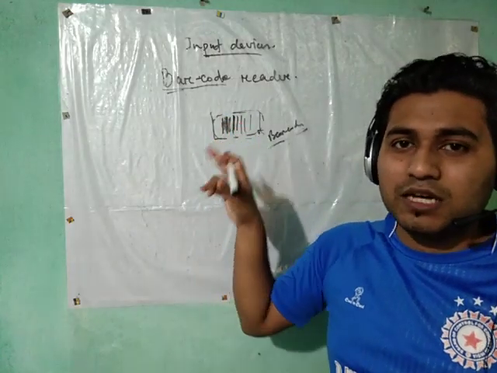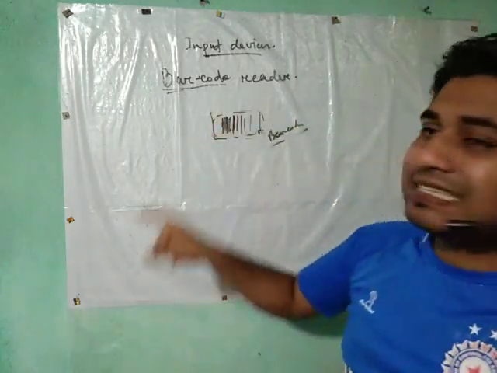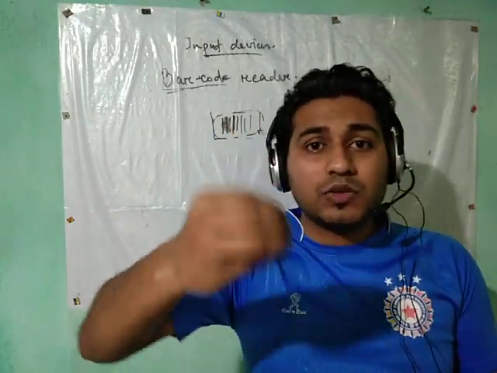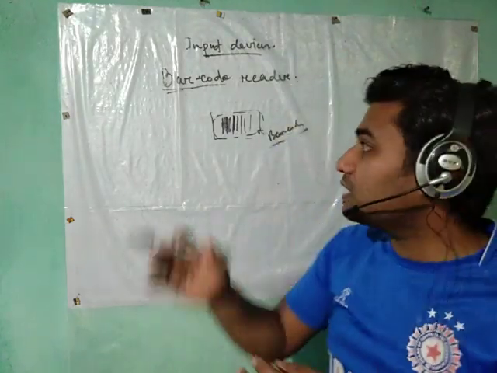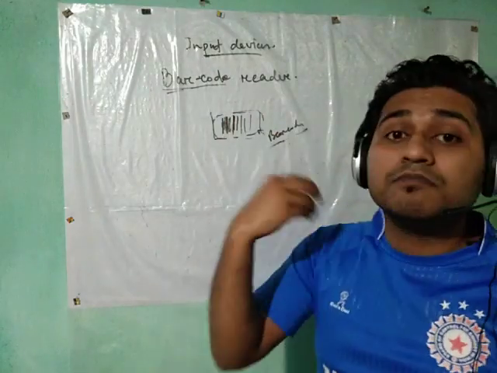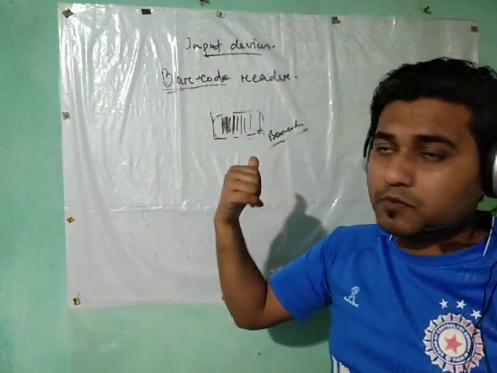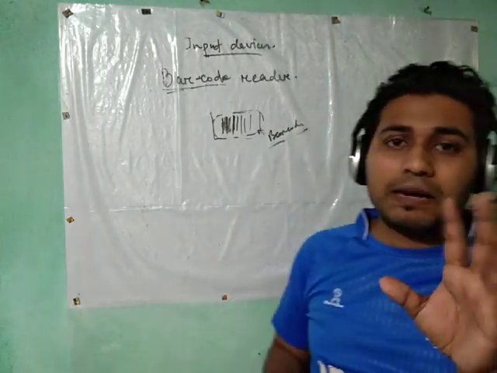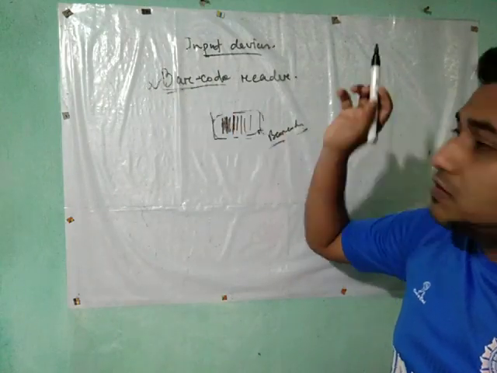But there is a device which can scan this thing. Scan means it can read this. First it will scan this and give you the data, that means decode this symbol, what it actually means and what information is stored inside this particular pattern. I hope you got it. To read this we use a barcode reader.